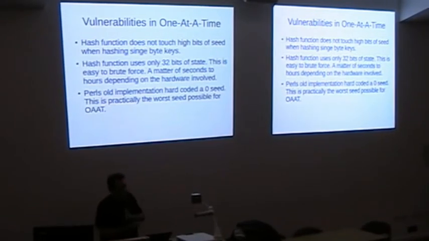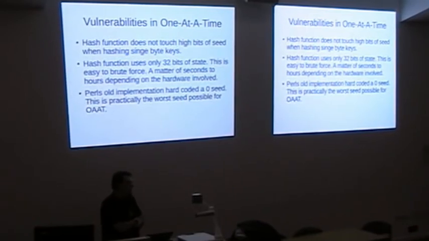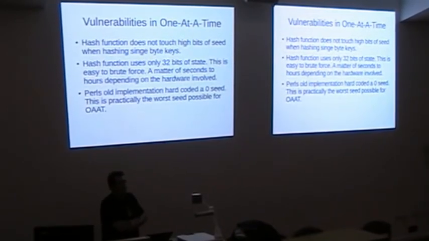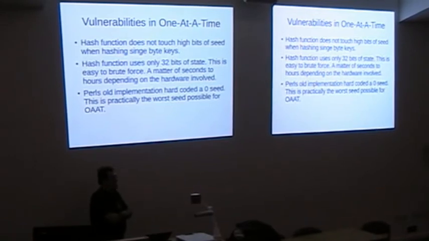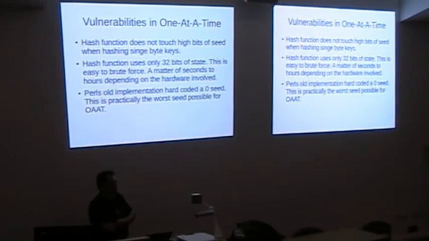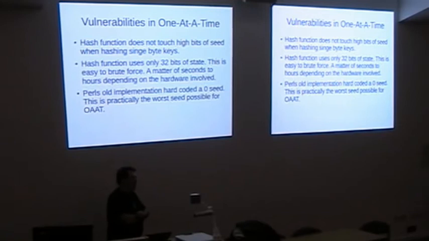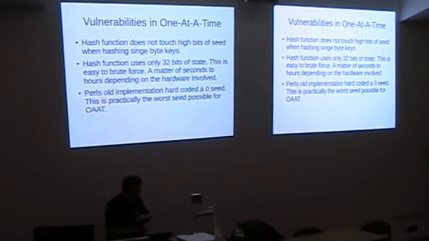And then to make things even worse, Perl's old hash function actually used 0 as the seed for all Perl versions. So what that means is that I can sit on my computer, brute force an attack set of keys to feed to your computer, and I know what your computer will do. That is why the hash function in Perl 5.18 and later is randomized, and why it is randomized at multiple levels.